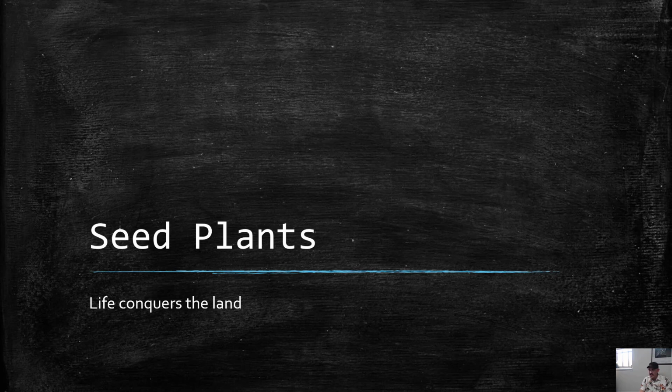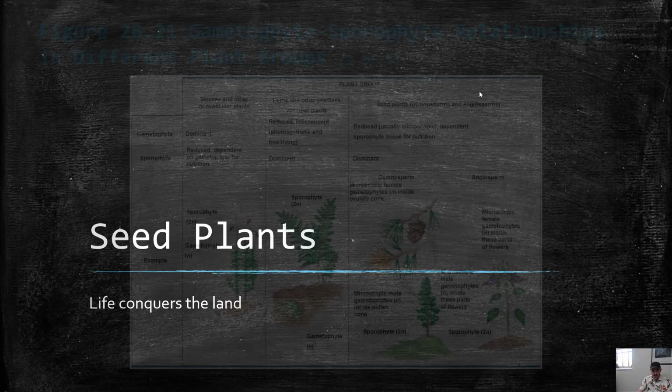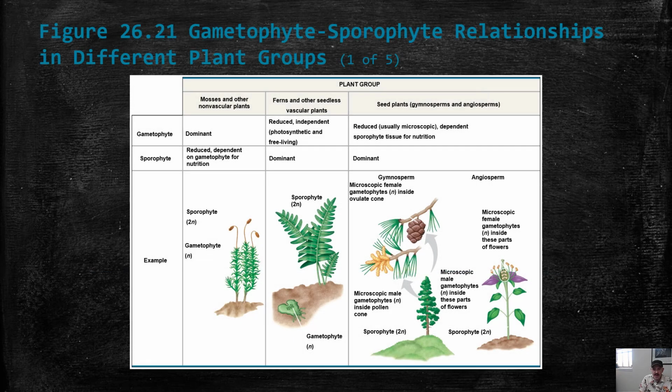Now, ferns have roots and xylem and phloem, and they can get as tall as a small tree. But they still have sperm that need to swim to the egg, so they need a moist environment for reproduction to occur. So if we look at this diagram, it's a really handy diagram to check out.